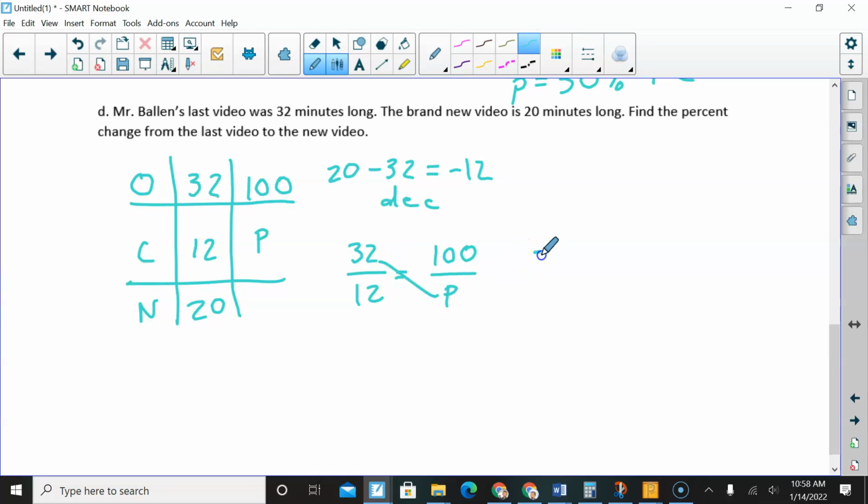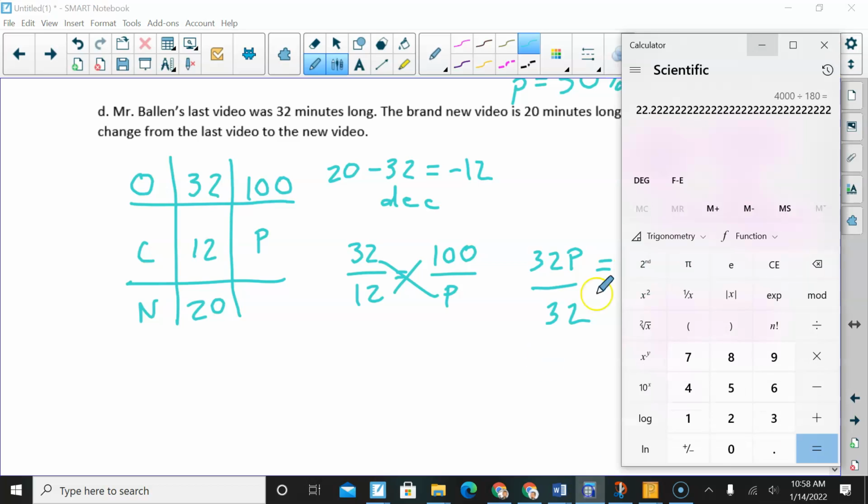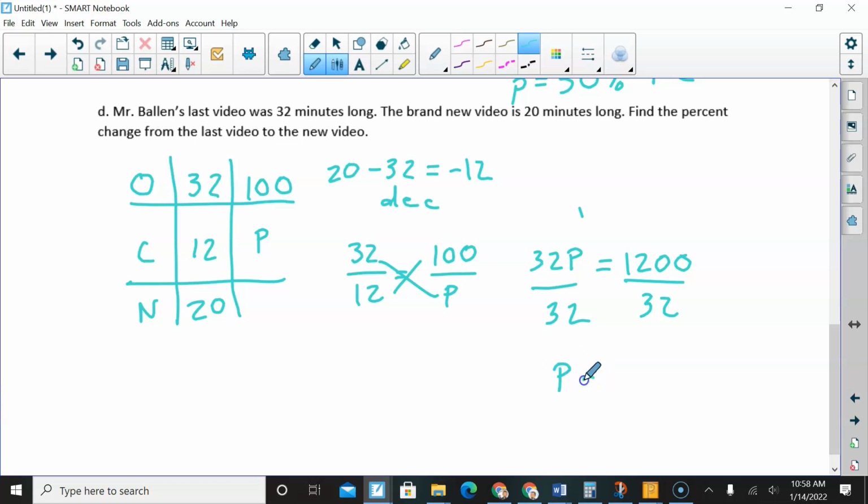So we go 32 over 12 equals 100 over P. Cross multiply. It gives us 32P equals 1200. Divide both sides by 32, and I do have a calculator handy. So 1200 divided by 32 is 37.5. So we're looking at a 37.5% decrease in the amount of time for the video.